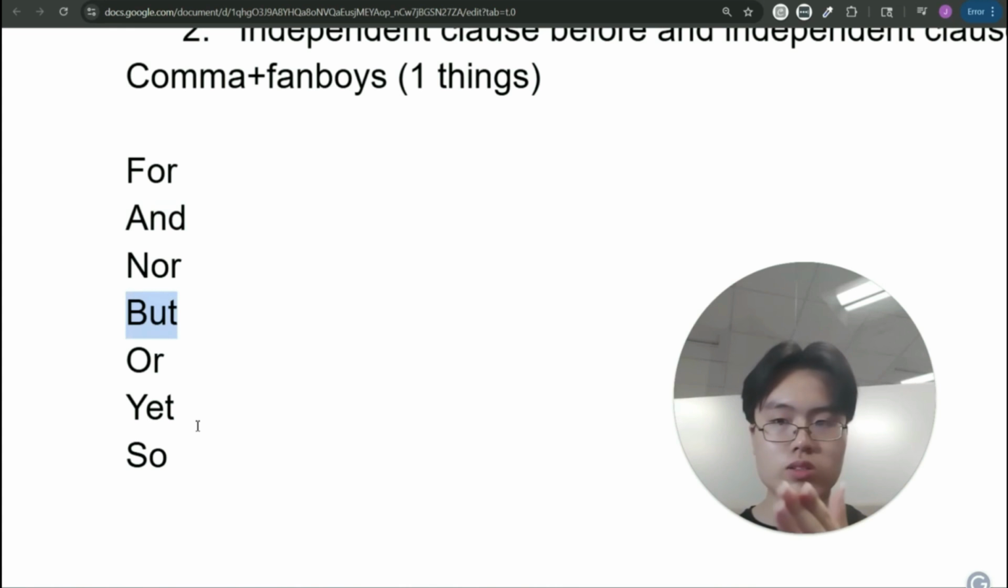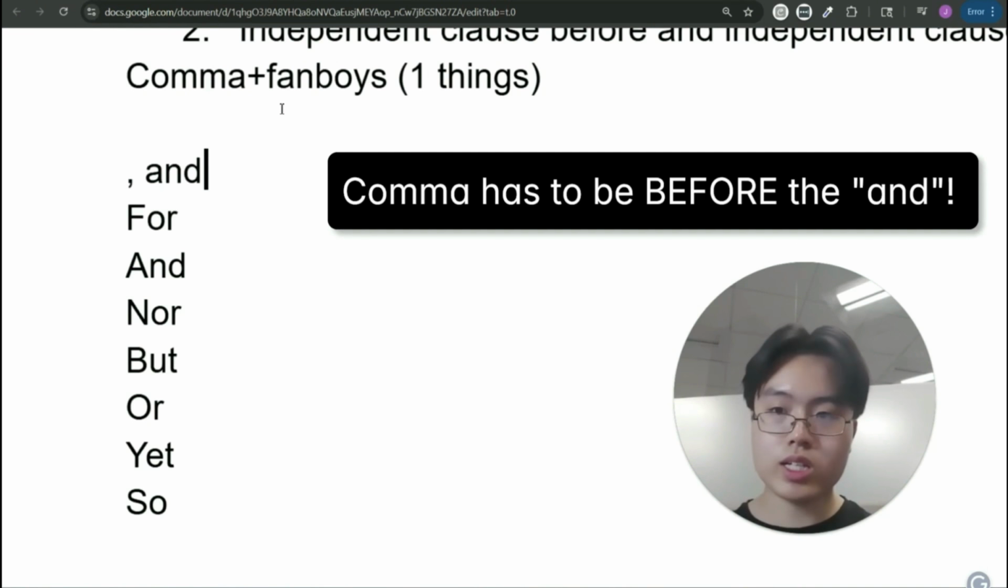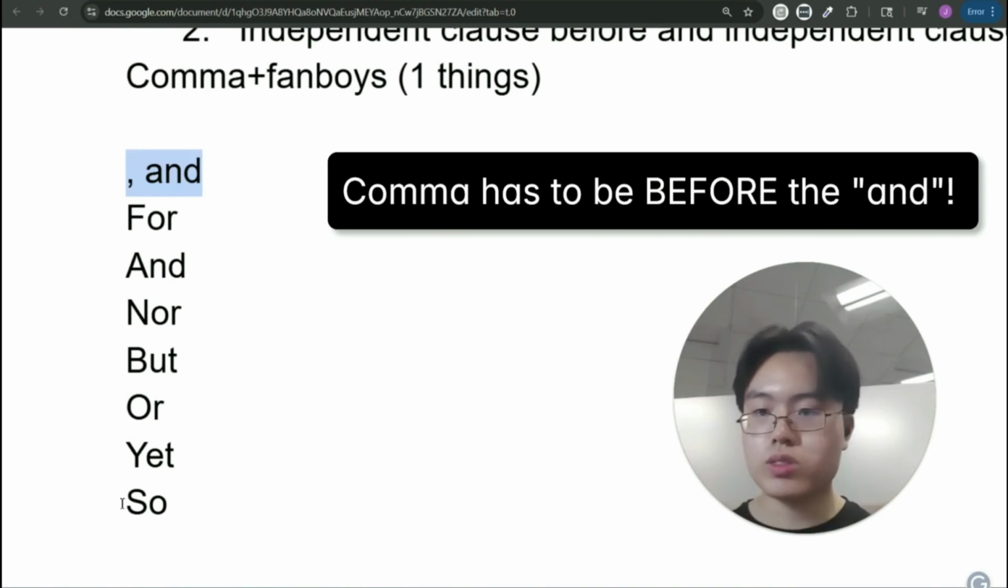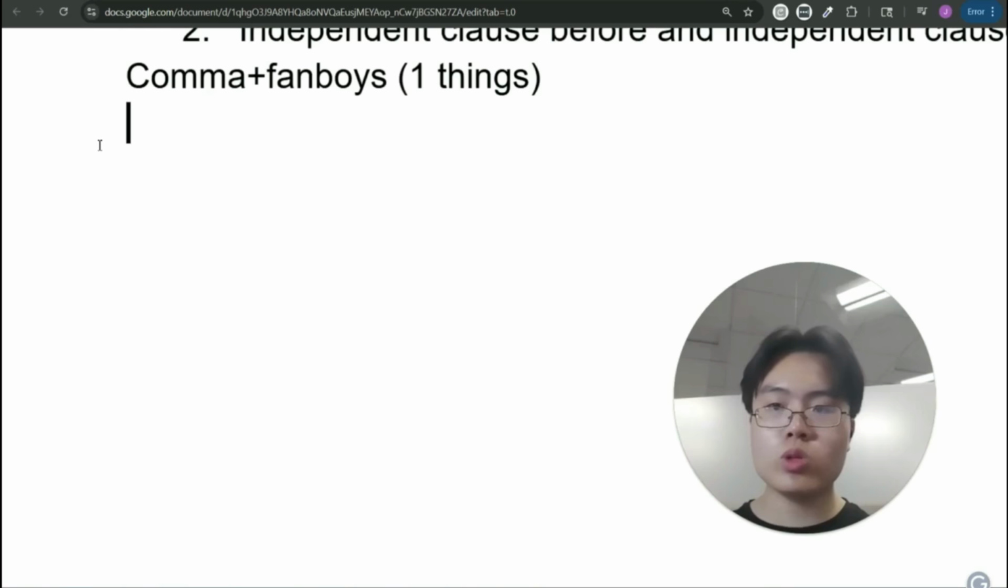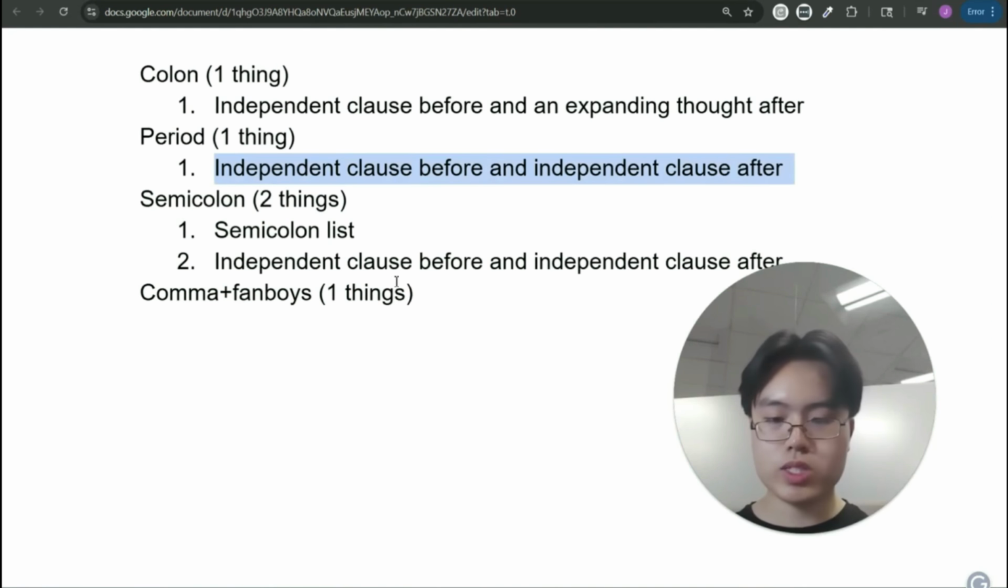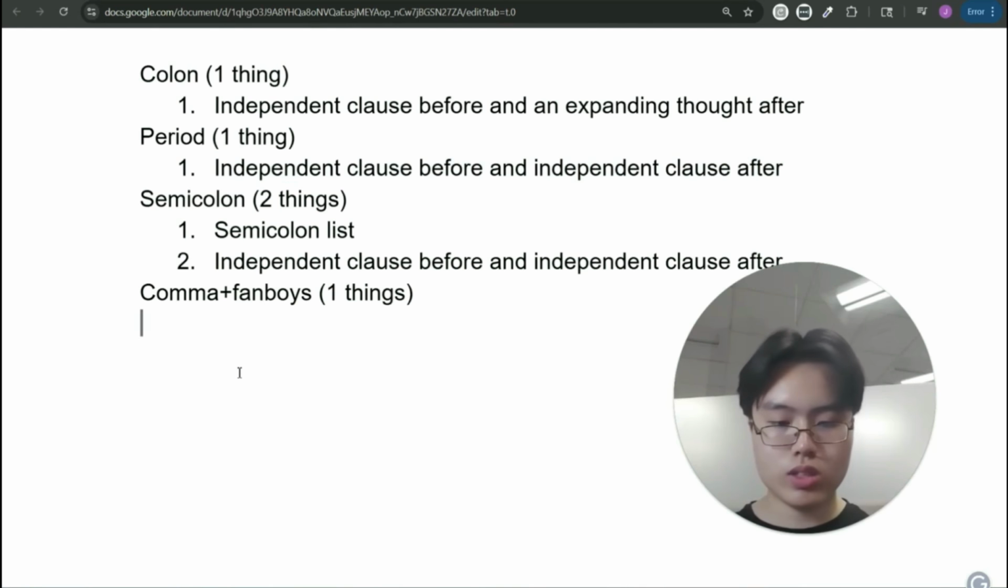So what I mean by comma plus FANBOYS is a comma and then right next to it is an "and." Okay, I treat this as one punctuation mark actually. If you see a comma and "and" together, that's comma plus FANBOYS. That's one punctuation mark. You only need to worry about one thing, and it does the exact same thing as a period. So same thing as a semicolon, I guess, for the second thing that semicolon does.